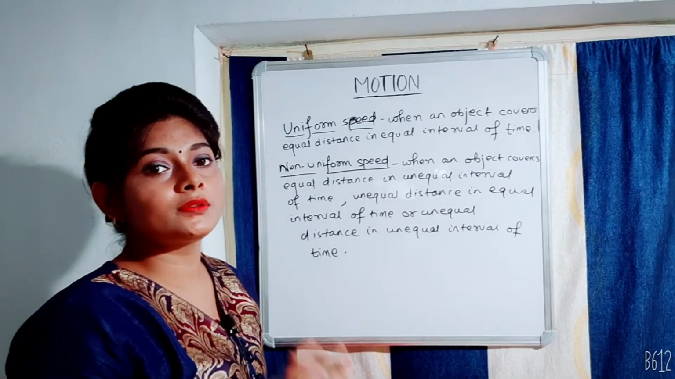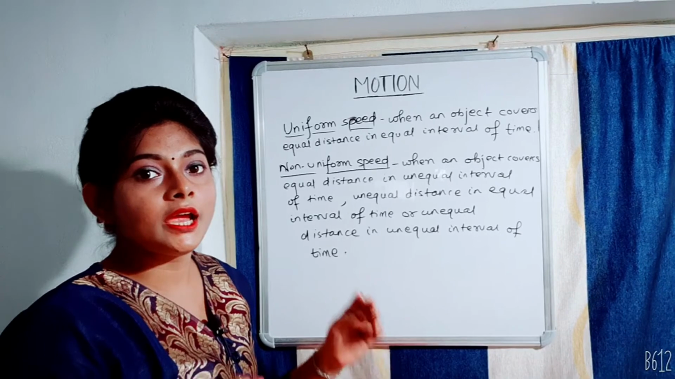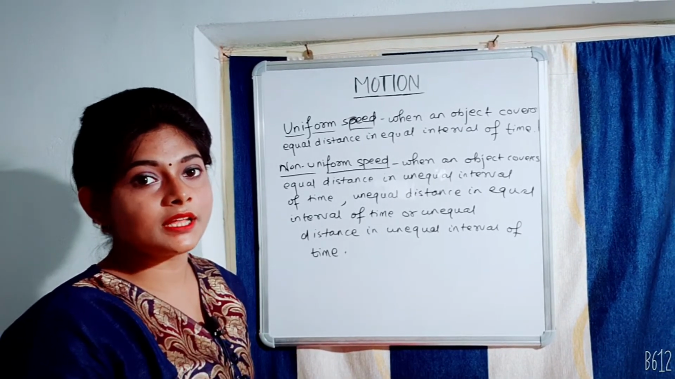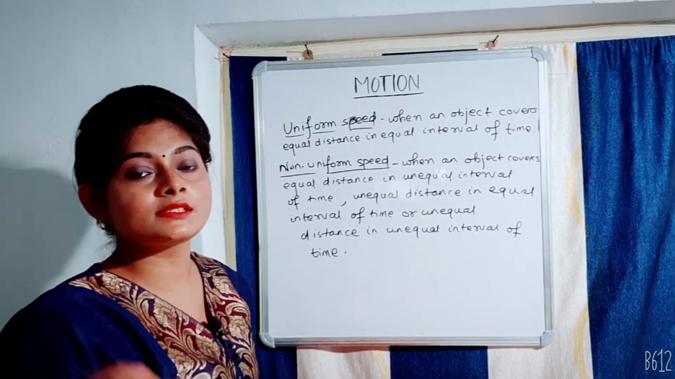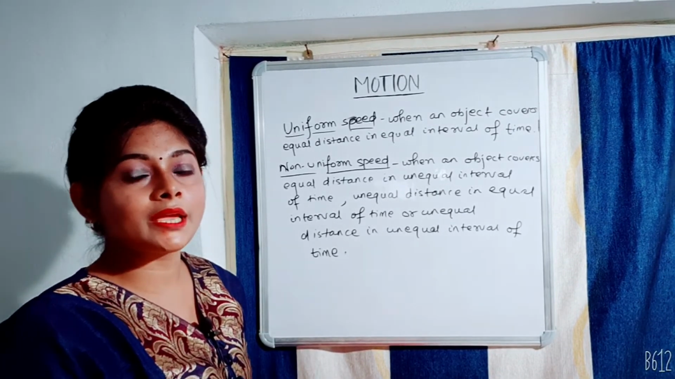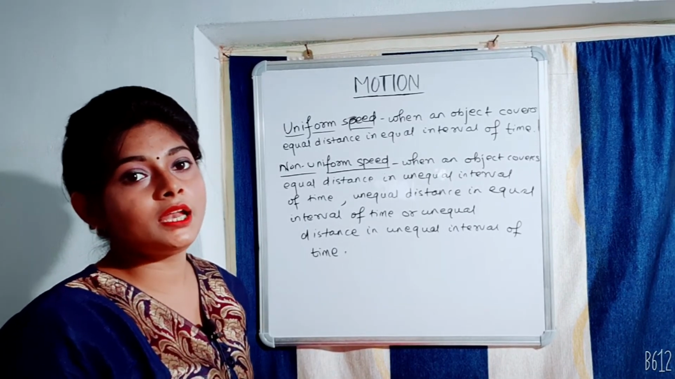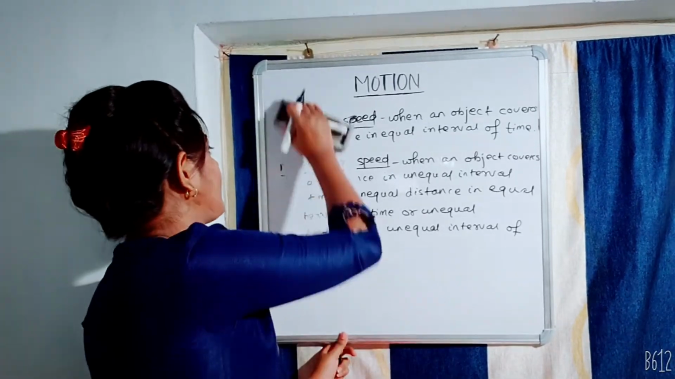Now we will move on to the next topic, that is velocity. So what is velocity? It is almost the same as speed. What is the difference then? The difference is that in speed it was the total distance covered by total time taken, but in velocity it is the total displacement by total time taken. So now let's write what is velocity.